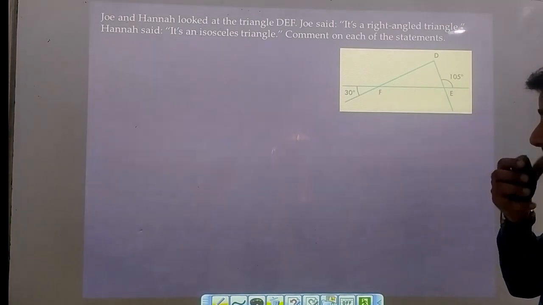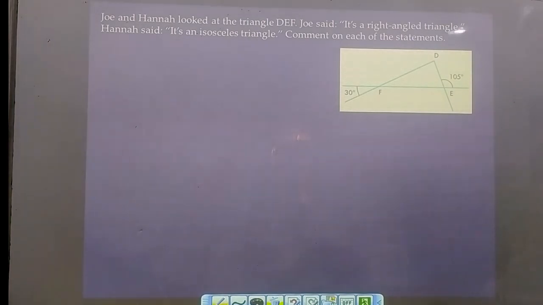Okay, Joe and Hannah looked at the triangle DEF. Okay, this is a triangle DEF. Joe said it's a right angle triangle. Okay, Hannah said it's an isosceles triangle. Comment on each of the statements.